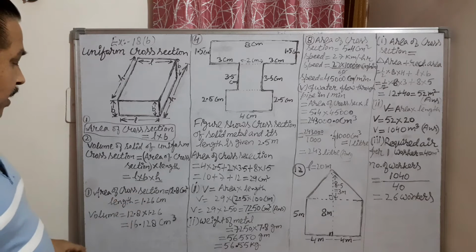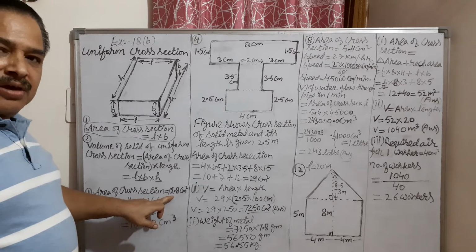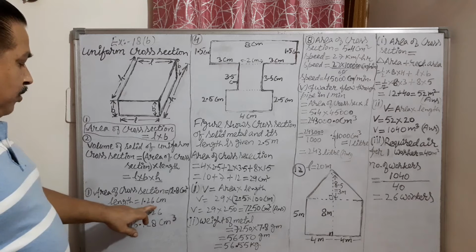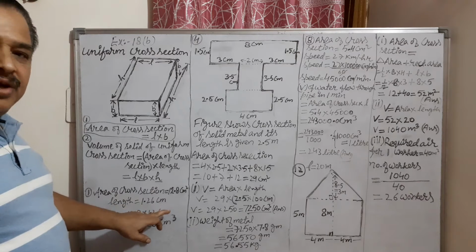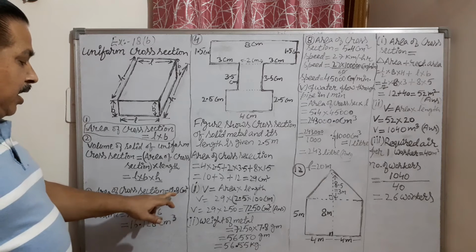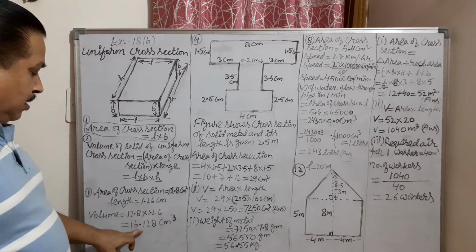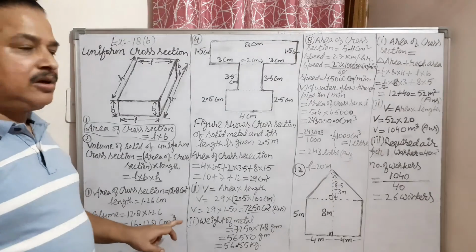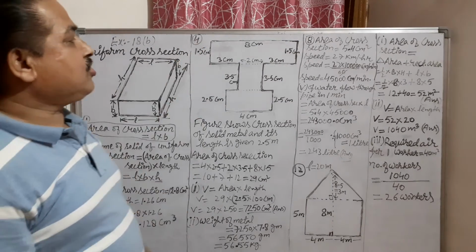Now see question number 1. Area of cross section is given for this question, 12.8, and length of the block is given, 1.26. So find the volume. The volume formula will be area of cross section into length. So the answer will be 16.128 centimeter cube. This is the volume.